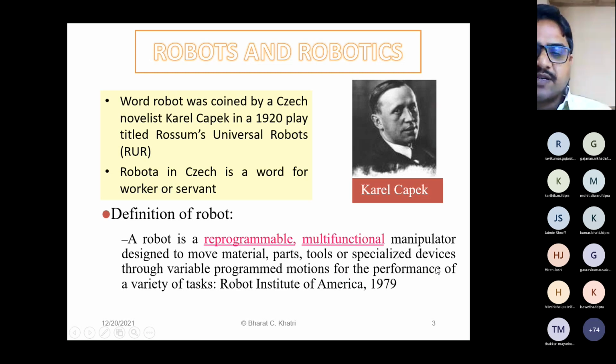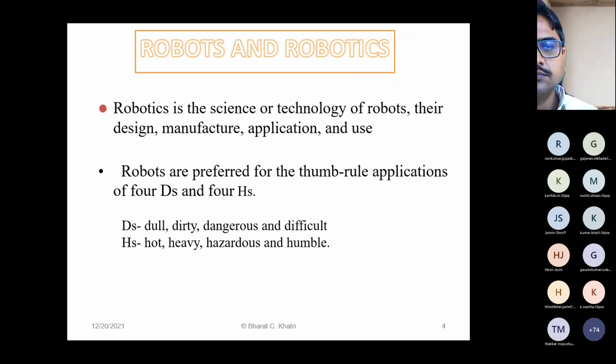So this is the standard definition given by the Robot Institute of America, that a robot is a reprogrammable, multifunction manipulator which is designed to move material, parts, tools through variable programmed motions for the performance of a variety of tasks. So by this definition, you can separate the different automatic machines from robots. And robotics is the science and technology of robots: its design, how it is manufactured, how it is used in applications. Right? So that is robotics.